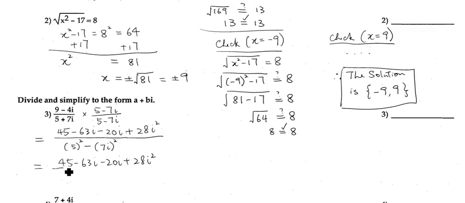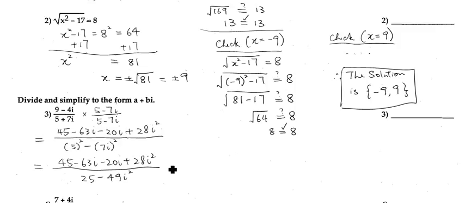Now let's work on the denominator. It would be 25 minus 49i squared. Sometimes when you get familiar with this, you might want to skip the middle step and merge two steps together, and then work on the top and work on the bottom at the same time.